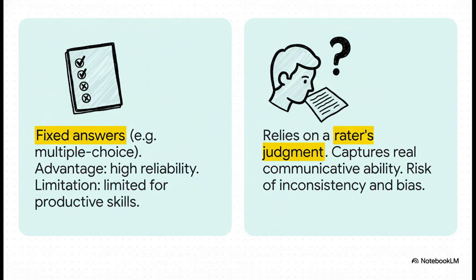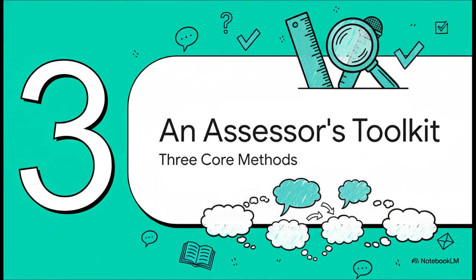Then on the other hand, you have subjective scoring. This is where we grade essays and interviews. It's awesome for capturing real communication skills, but it can also be inconsistent. One person's A is another's B-. So the real name of the game is figuring out how to make those subjective calls as solid and consistent as possible. So how do we actually do that? How do we make it work?